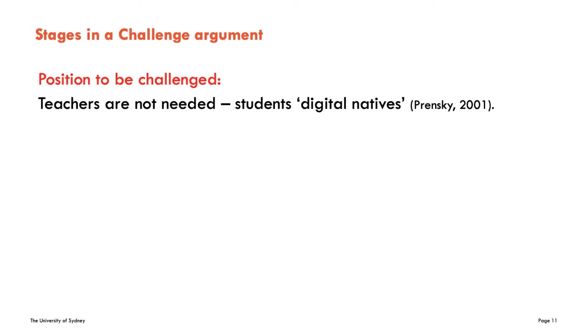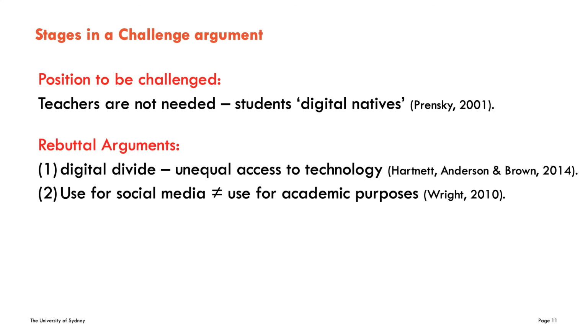A challenge argument starts with the position to be argued. Here it is the idea that students are in fact digital natives. The writer then presents their rebuttal arguments, that is, why they don't agree with the claim that students are digital natives, and they provide evidence from the literature to support their rebuttal. In this example, there are two rebuttal arguments.